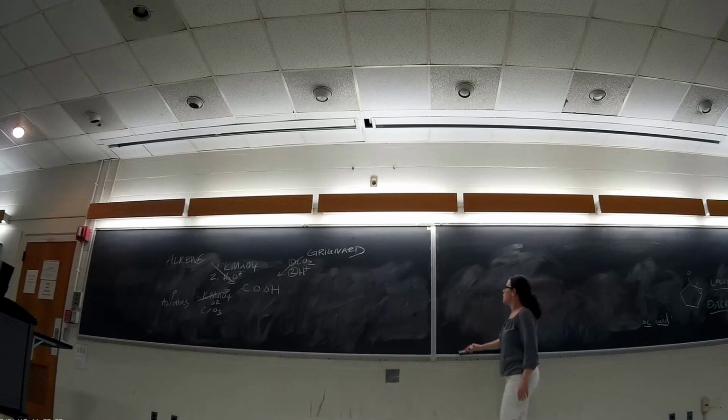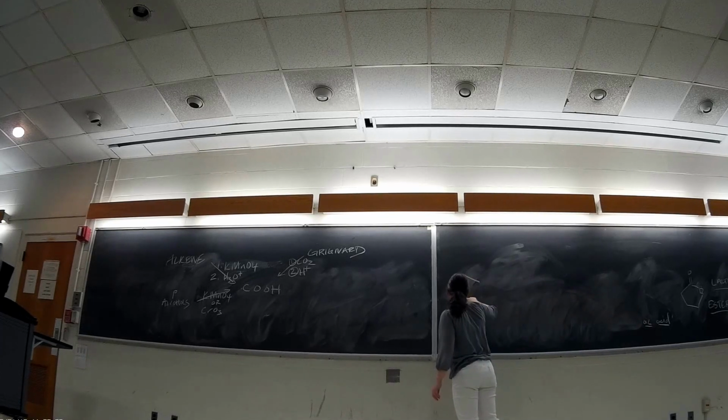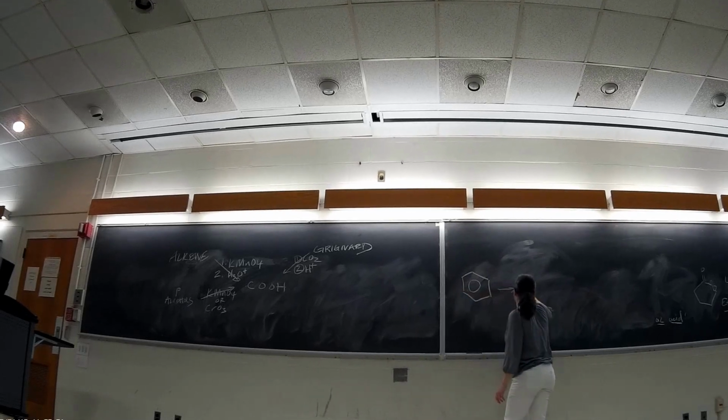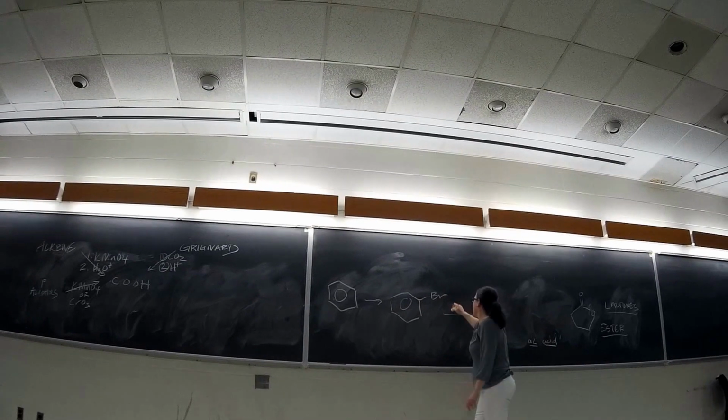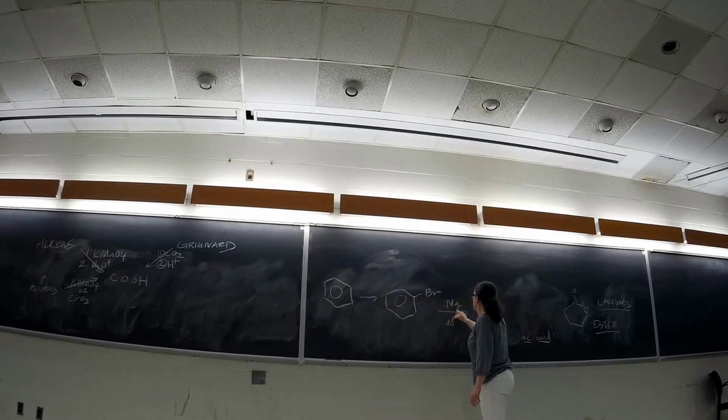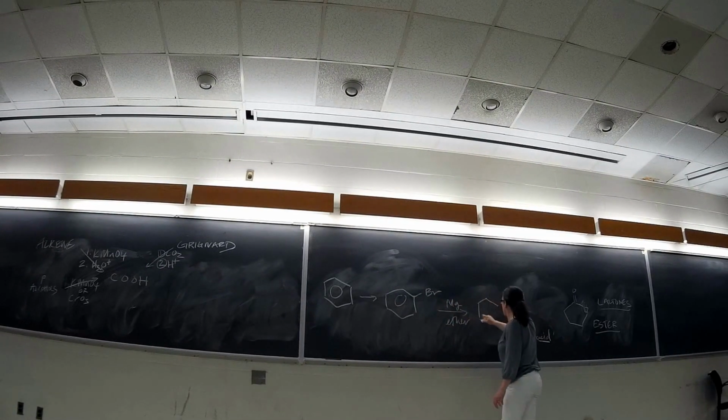You can start from any Grignard. Here we can take benzene, brominate it, and add magnesium in ether. Now we have a great Grignard, and we're about to make benzoic acid. Here we go.